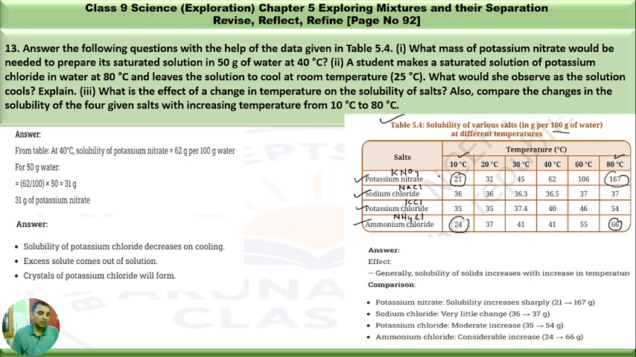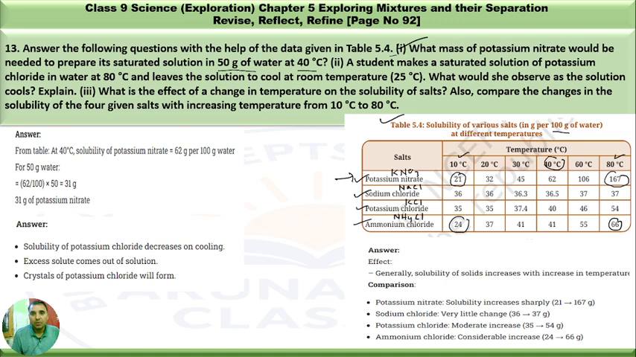Now as per the question given here, the first question is: what was the mass of potassium nitrate that would be needed to prepare its saturated solution in 50 gram of water at 40 degrees Celsius? So here we are talking about 40 degrees Celsius, the salt is potassium nitrate, and the table gives values for 100 gram of water.